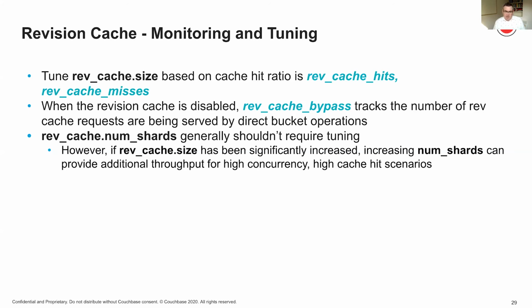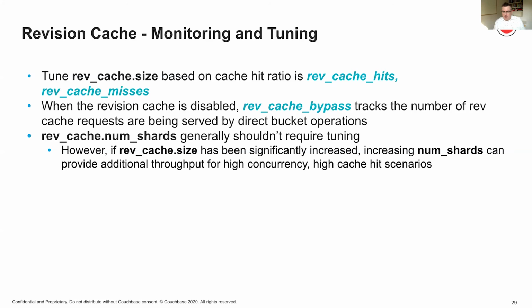When it is disabled, we have a stat, rev cache bypass, which tracks the number of rev cache requests that are being served by the bypass by going directly to the bucket. And that's a useful stat just to identify that it's being properly disabled and you don't actually have contention on the cache.